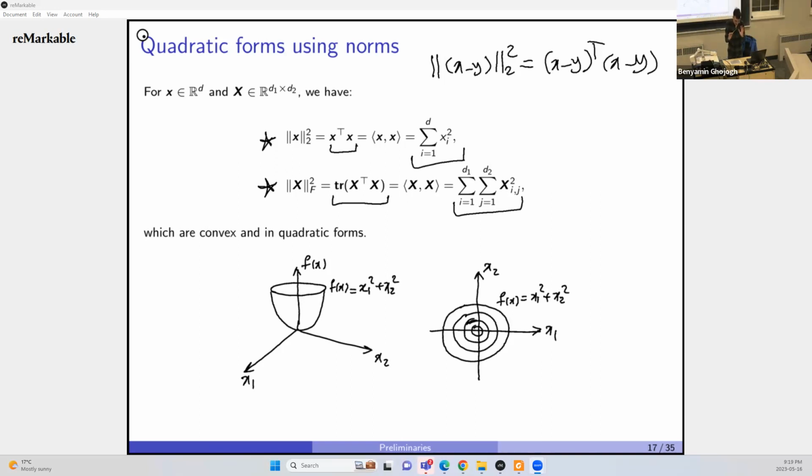So as you see, this is quadratic. Why? Because of the square, this is a quadratic form. A quadratic form is like a bowl. In 2D, for example, consider x1 squared plus x2 squared. When d is 2, this is like a bowl going up. If you take a look at it from above, it becomes like this. Each line means that the function value is the same.